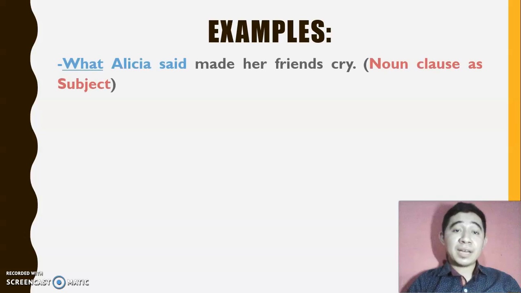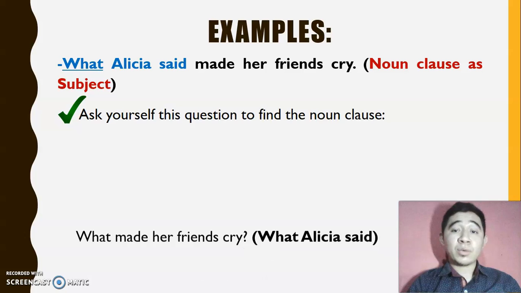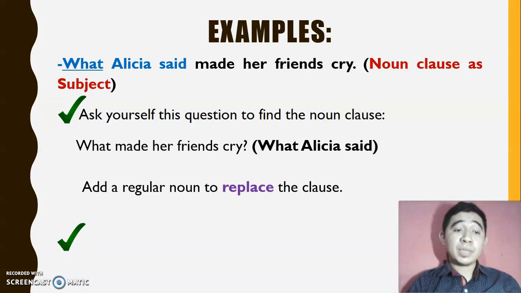Let me give you two examples. The first one says, what Alicia said made her friends cry. So this is a noun clause acting as a subject, and as you can see, it is introduced by the conjunction what, and you can also identify it because you can answer the question, what made her friends cry? And the answer is what Alicia said. And another tip is that you can add a regular noun to replace the clause. For example, you can say, the speech made her friends cry, and it makes sense.